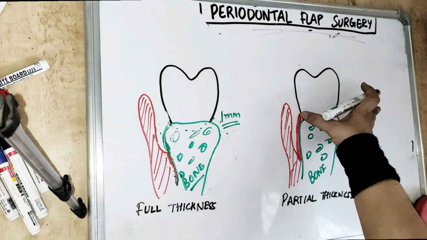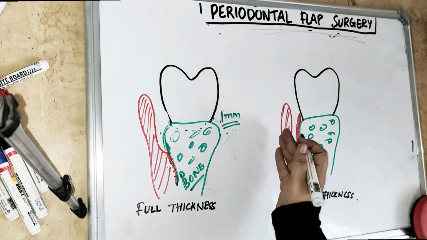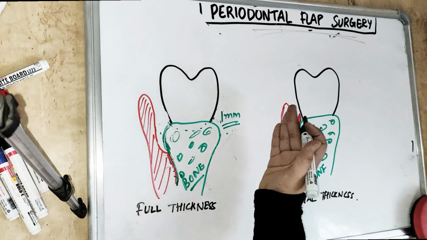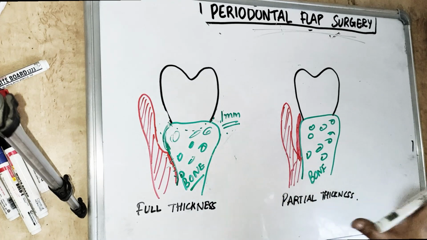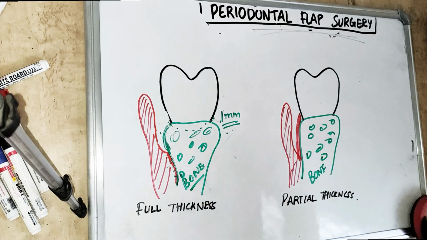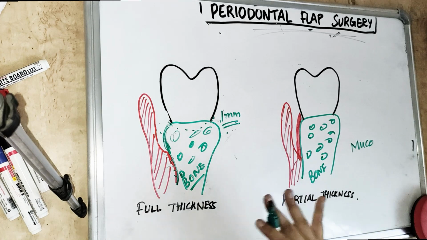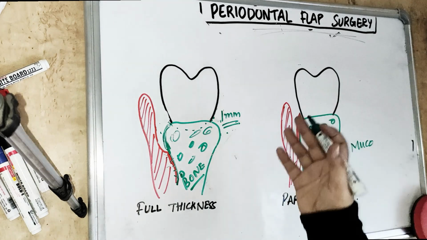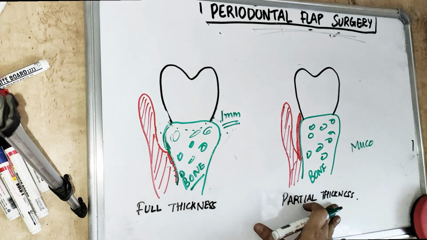In that, we are leaving a little bit of the soft tissue on the tooth surface, leaving the periosteum and the bone intact and not using it in the flap surgery. So we use this kind of partial thickness flap or split thickness flap, or we can say the mucosal flap, for the mucogingival surgeries, because we don't need to reflect or expose the bone.